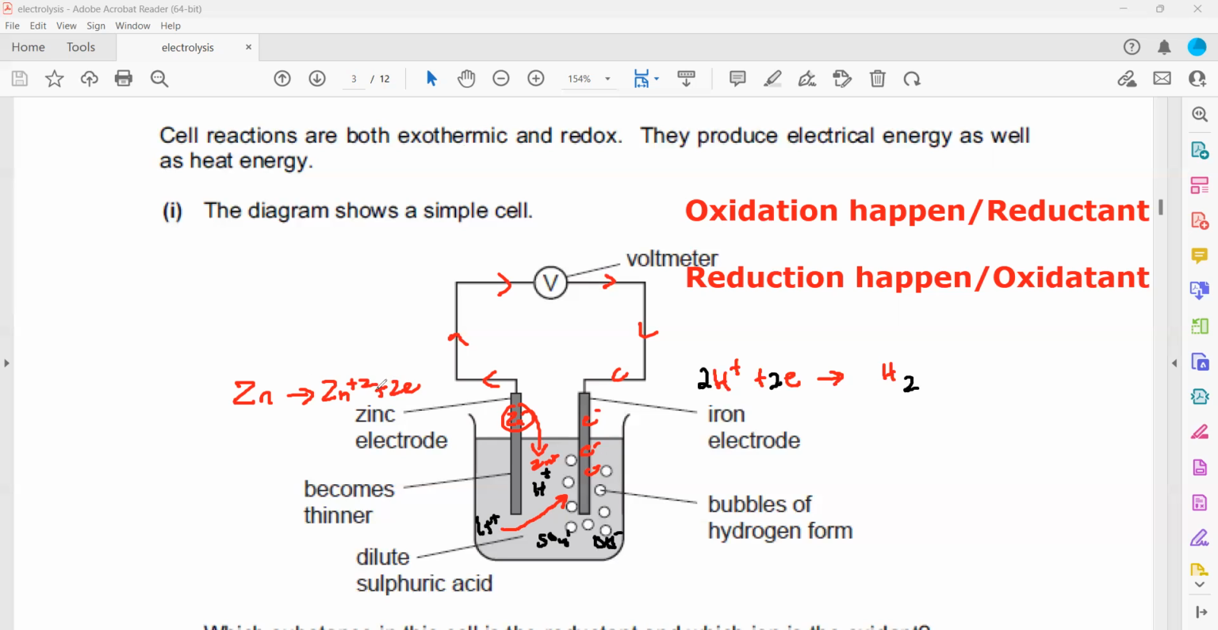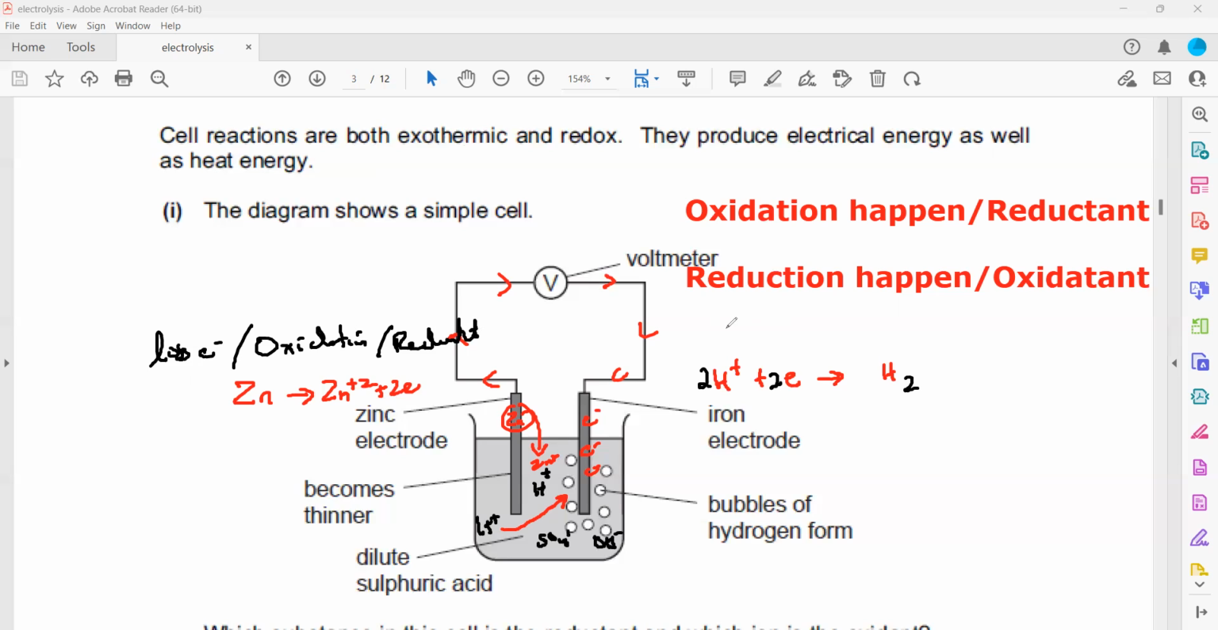So what is happening for zinc? Zinc atom changes to zinc ion. Is this a loss of electron or gain of electron? Zinc atom changes into zinc ion. More reactive metal always has a tendency to lose electron. So this is a loss of electron. Zinc is reductant. Yeah, good. As it is losing electrons, for the substance which loses electrons, we call that oxidation happens. And the substance in which oxidation happens is a reductant.